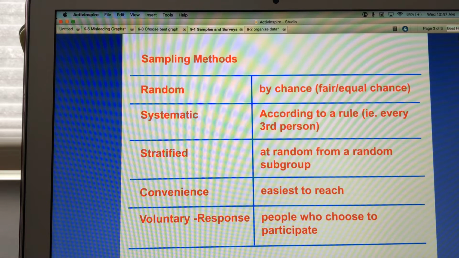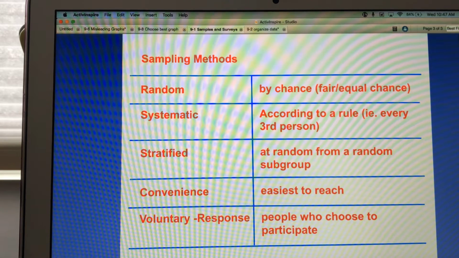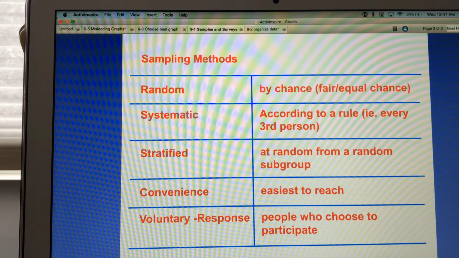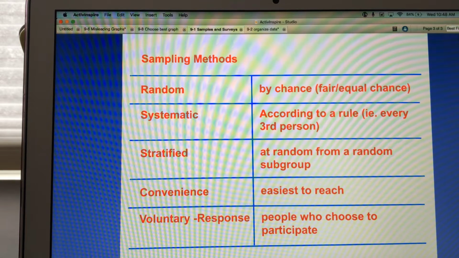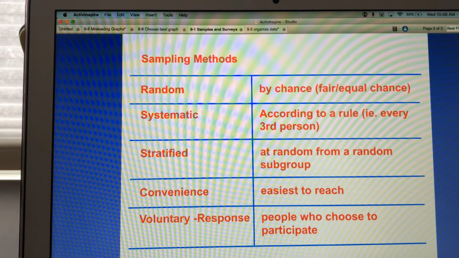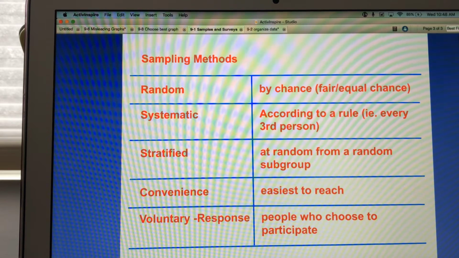Remember vocabulary? We went over this. Random, by chance. Everybody has a fair and equal chance. Systematic, according to a rule. So you can say boy, girl, every third person, whatever you want, short, tall. It doesn't matter. Whatever your system is going to be, you can have systematic sampling.